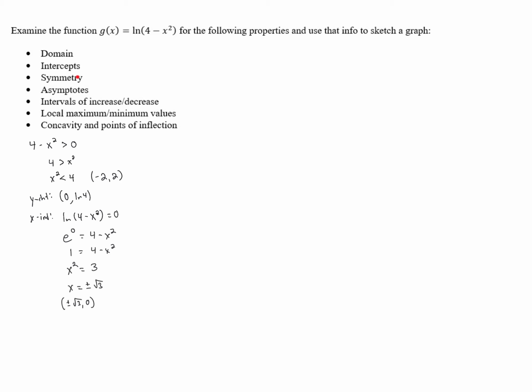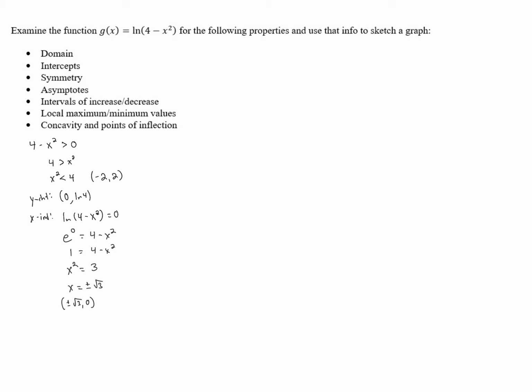For symmetry, we are going to have symmetry about the y-axis because, again, we've got this x squared here. It doesn't matter if x is positive or negative. When we square it, we're going to end up with the same thing. So we will have some symmetry about the y-axis.